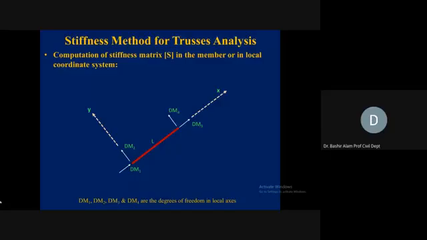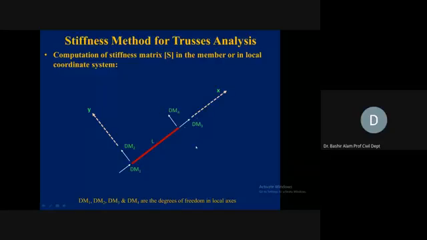Look, local and member axis, it is the same. Here you see, this is the x-axis along the length of the member, and perpendicular to this it is the y-axis. This is the local axis system, which is also known as the member axis system. Now, DM1 is along the x-axis, DM2 along the y-axis, DM3 displacement along the x-axis, and DM4 along the y-axis at the other end. These are the displacements.